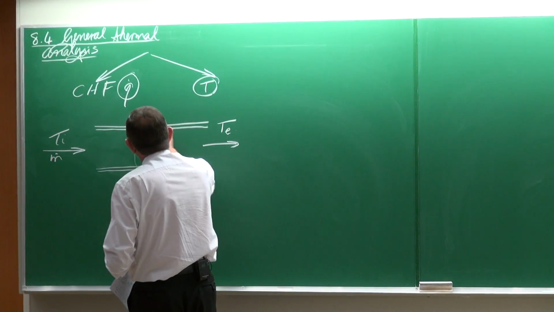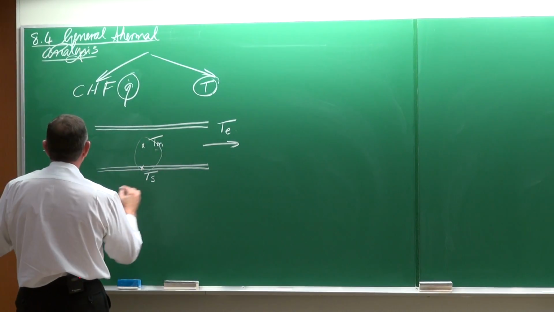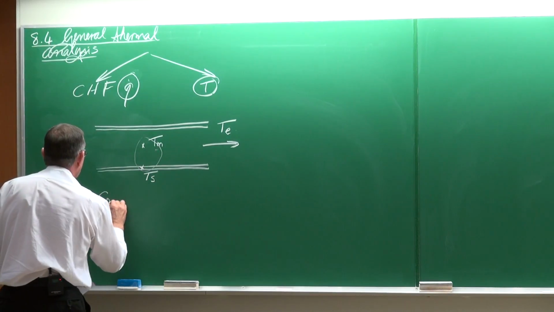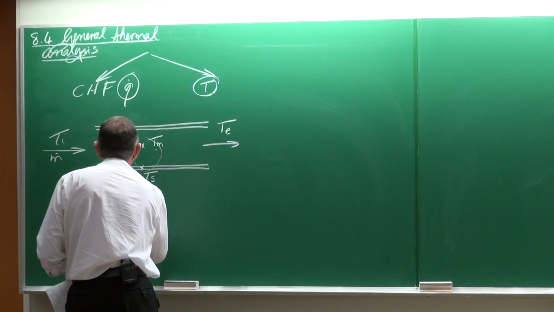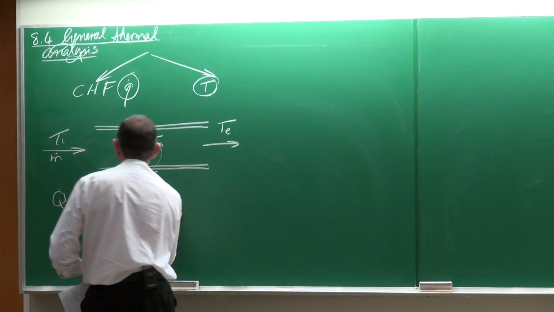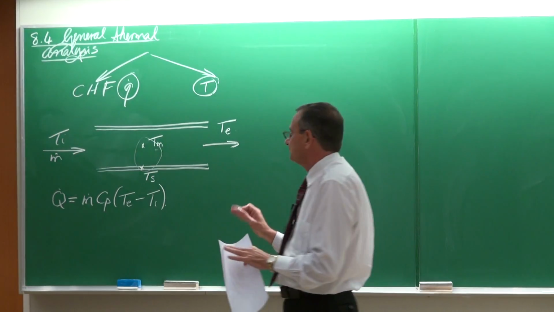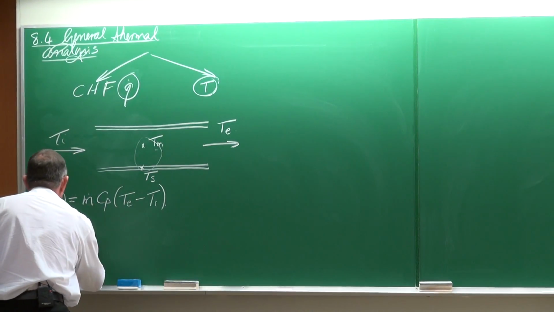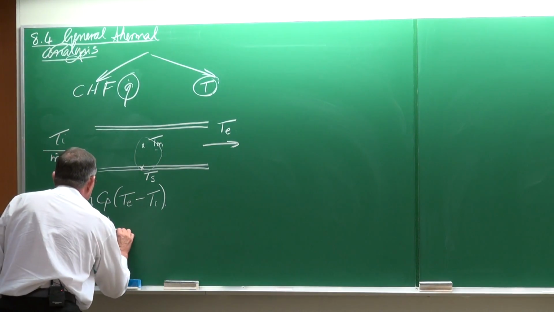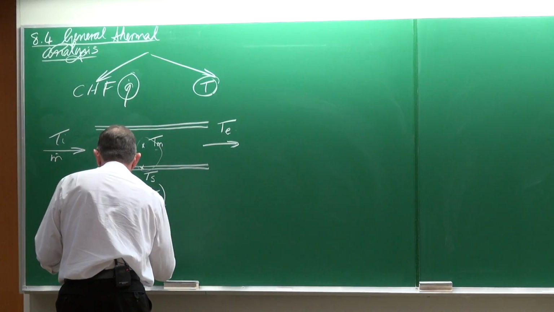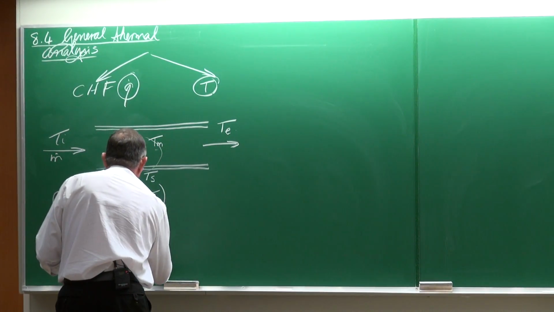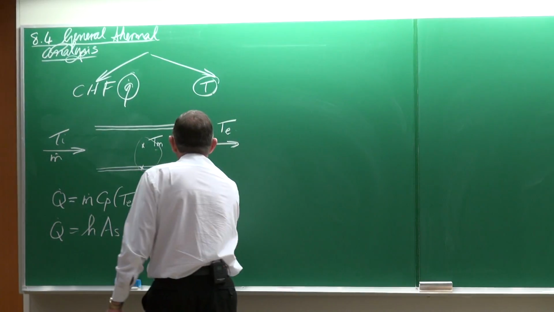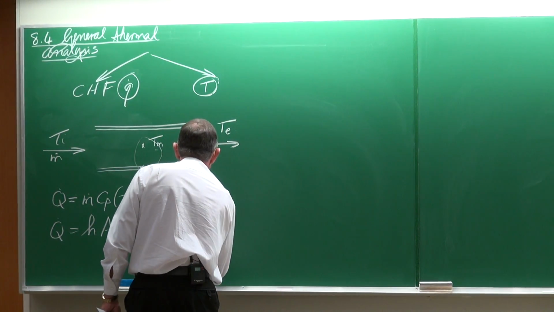So if we look at this, then for all of these problems, we have 2 things that we can say. Firstly, we can say that the heat transfer rate is equal to the mass flow rate, Cp, multiplied by the outlet temperature minus the inlet temperature. Very simple equation. What we can also say is that the heat transfer rate is equal to the heat transfer coefficient multiplied by the surface area, multiplied by the temperature Ts minus Tm. Those are the 2 general equations which are always valid.